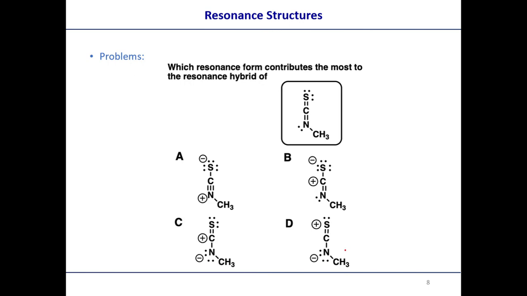Now the next example: which resonance form contributes the most to the resonance hybrid of this moiety? So which one is the correct answer? Again you have to follow the same rule. Which heteroatoms do we have in this structure? How many heteroatoms? Apart from carbon and hydrogen, all other atoms are called heteroatoms. So here we have carbon, hydrogen, and the heteroatoms are nitrogen and sulfur.